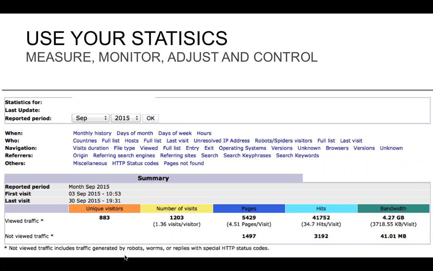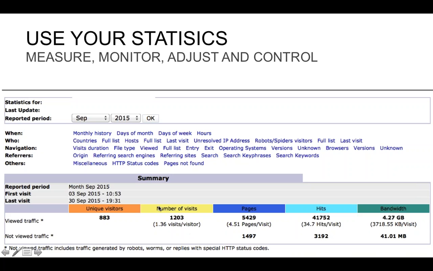So the number of visits is the total number of people or machines that visited your website. So if I personally visited this website from my iPhone and then went home and visited on my desktop, it's going to show up as two visitors, right?